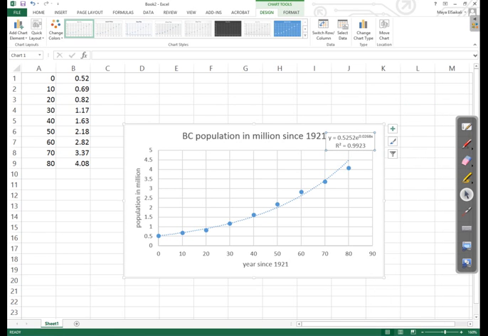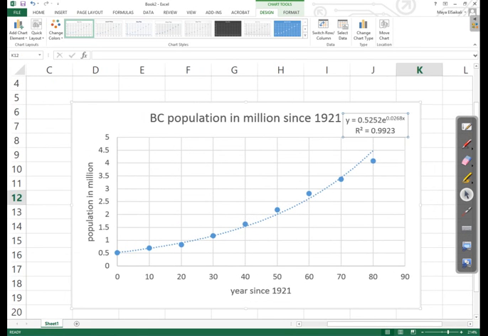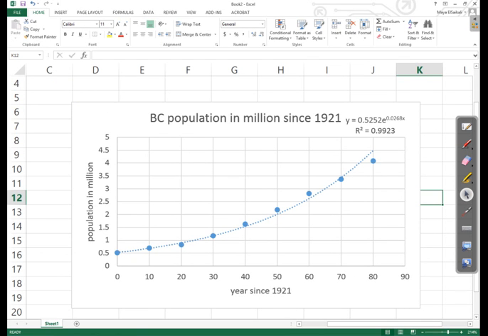My equation is 0.5252 e to the power of 0.0268x. Is this what you're supposed to be for your equation to look like? No. But 90% of the time, or 99% of the time, this is the equation that Excel is going to give you. So we're going to have to make it the way that we want it to be, which is the initial value, the base, the power of x.